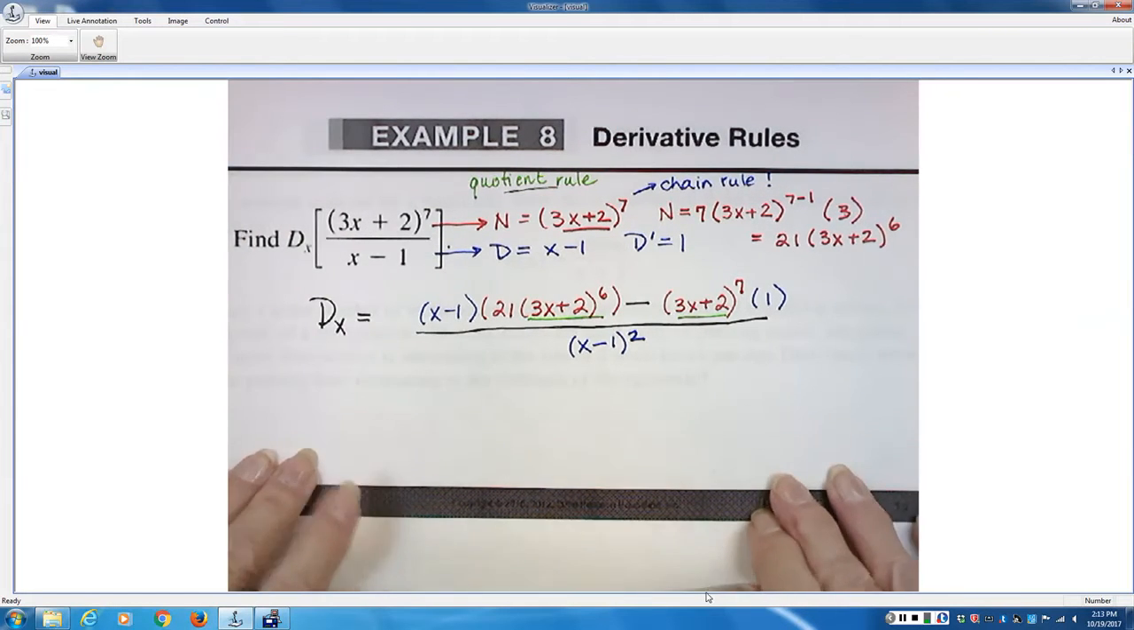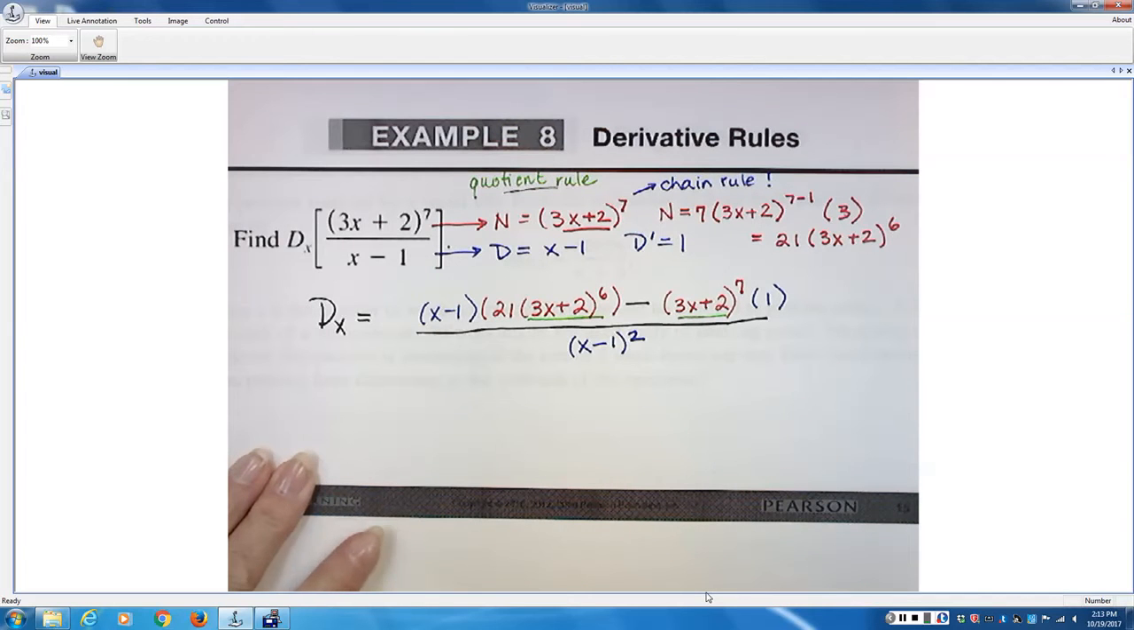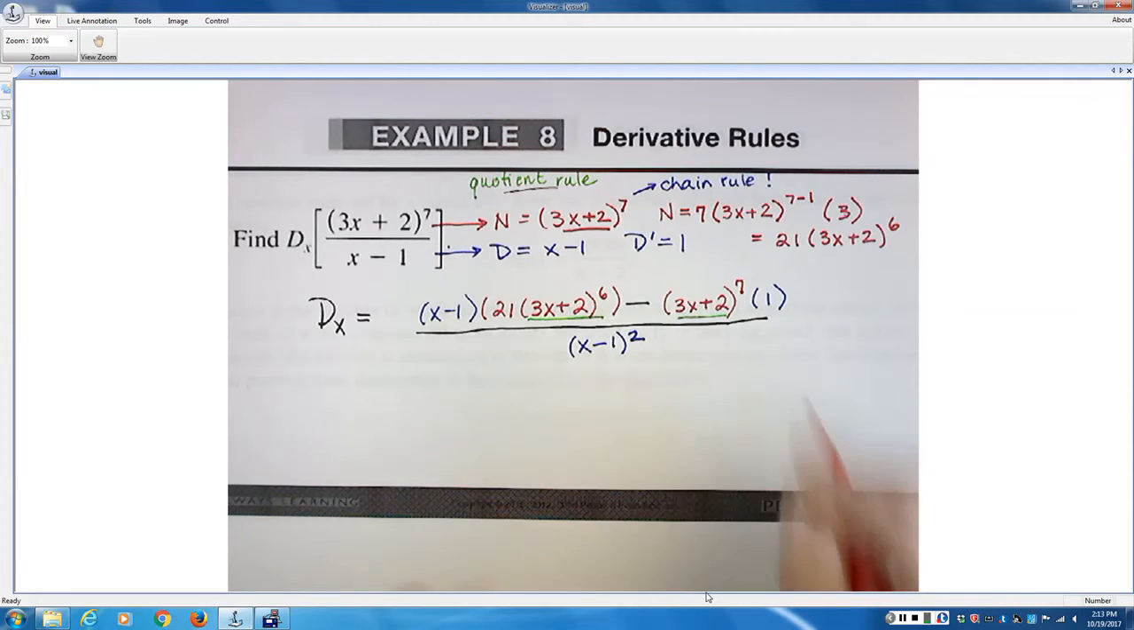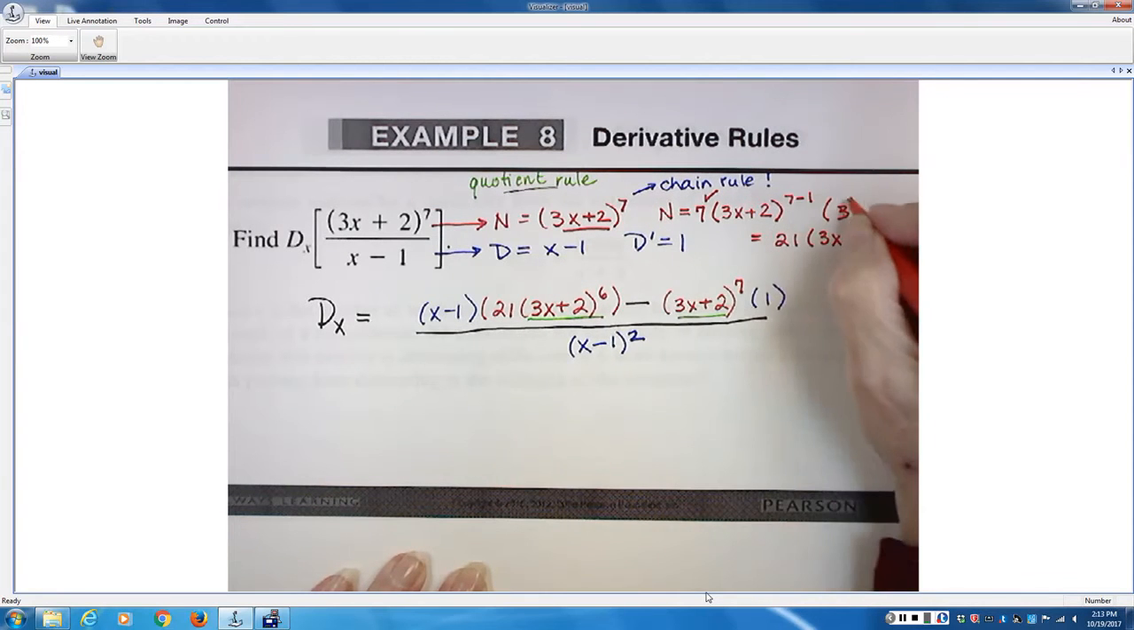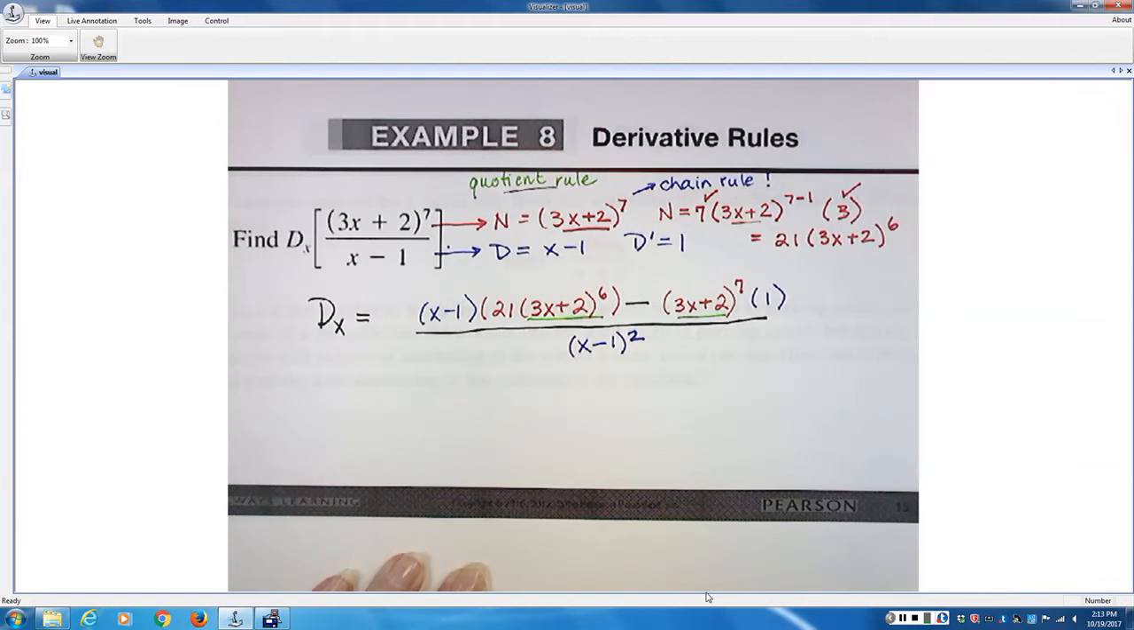Does anybody have any questions on that one? Yes. The 21, 3x plus 2. What did you multiply that? I multiplied this 7, which came from the power, and this 3, which came from what was inside the parentheses.